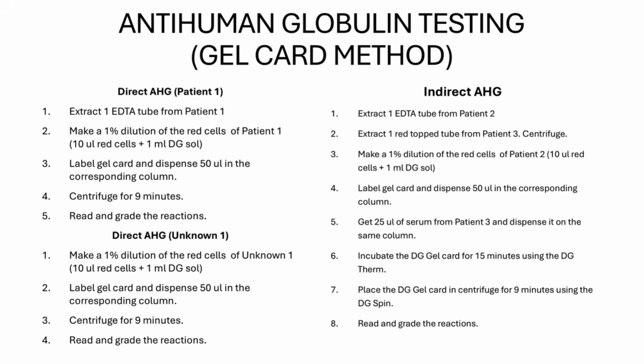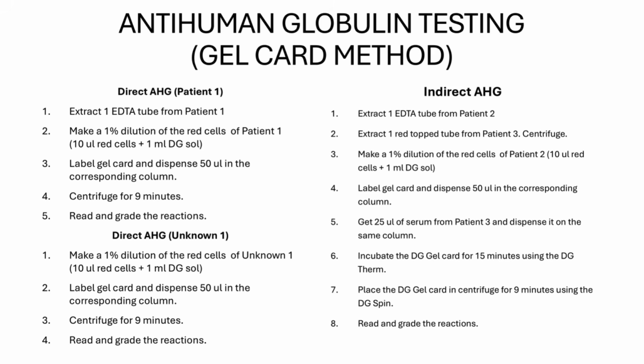And then you will be given an unknown sample under direct AHG. So the same procedure: you'll prepare a 1% dilution of the red cells of the unknown patient 1 sample. So that's 10 µL red cells plus 1 mL DG salt. Then label gel cards, dispense 50 µL into the corresponding column, centrifuge for 9 minutes, read and grade the reactions.